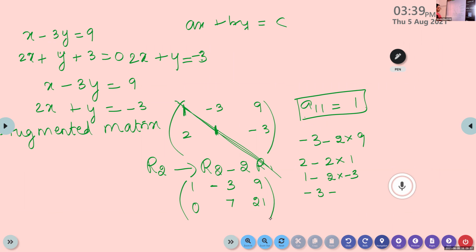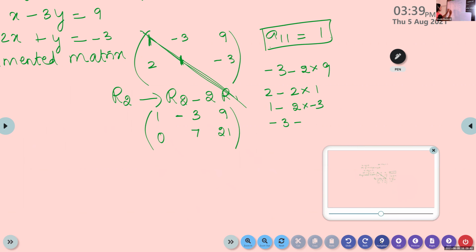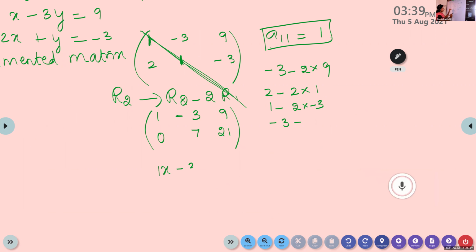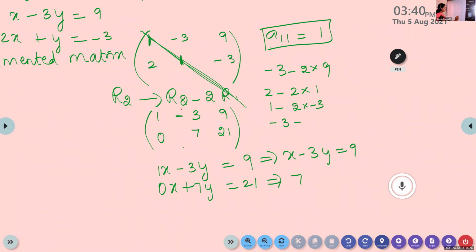Now you write the equation. Listen, children, look here, you'll get the answer easily. Now you write it in equation form. With the first row, you write x minus 3y is equal to 9, and 0x plus 7y equal to 21. Once we make the elements below the diagonal 0, you write the equation again from this changed matrix. So we get x minus 3y as 9, and 7y is 21.